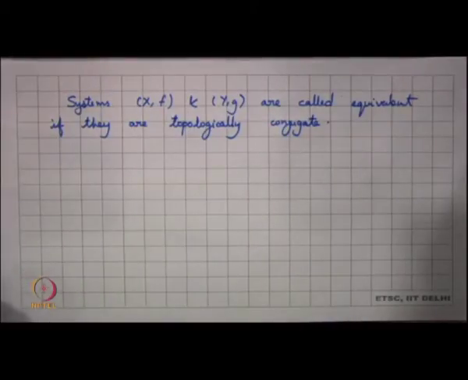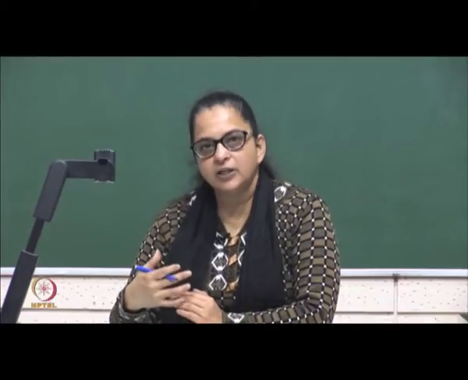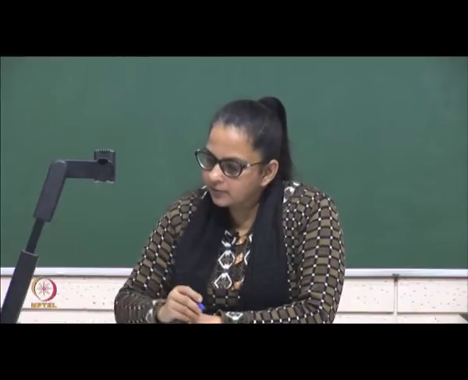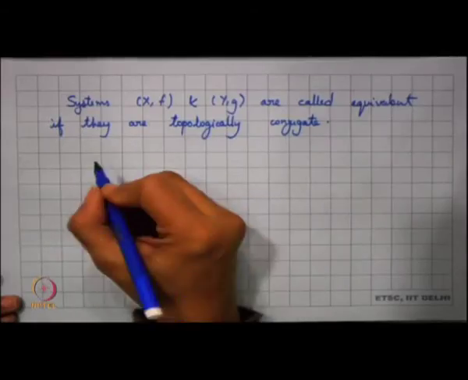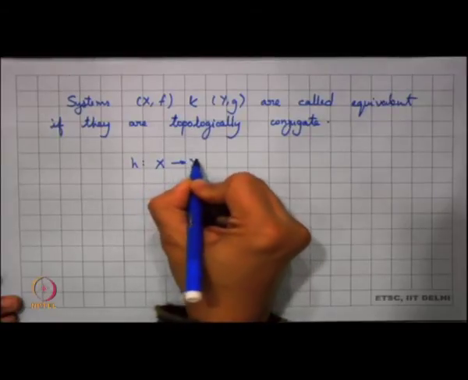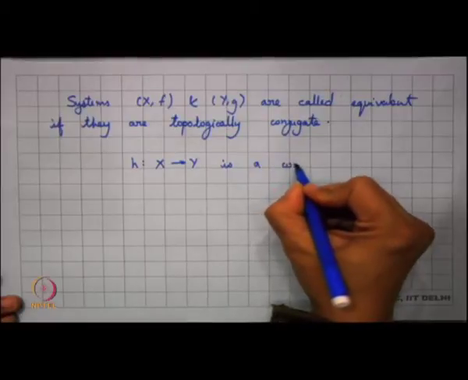Now, there is a similar aspect which we can also look into. We are not going into details here, but we will be needing this concept some time later. What happens when you are looking into your map h, right? This map h from X to Y is just a continuous surjection.